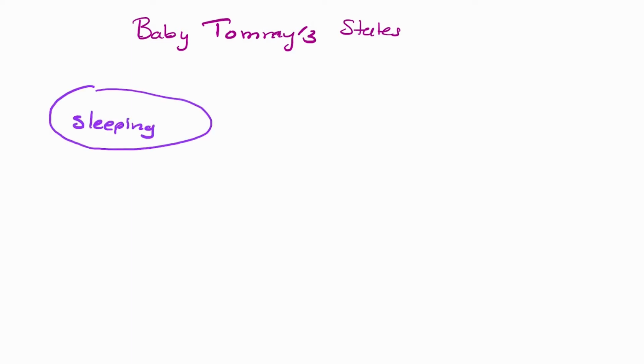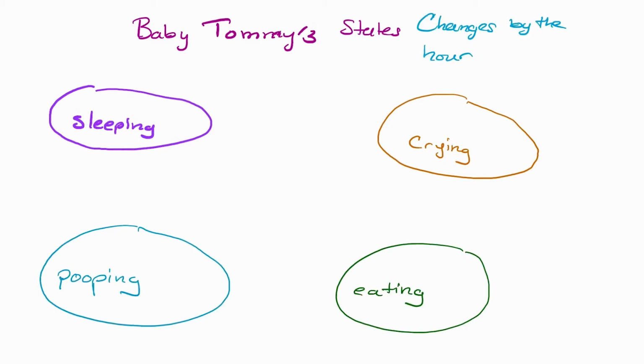So let's do that. According to Ari and Alana, baby Tommy's states are sleeping. So I'm going to make a little pod here for the state of sleeping. Whenever baby Tommy's in there, he's sleeping. Crying. And then they left out eating, but they talked about pooping. The important things to Ari and Alana are these sleeping, crying, and pooping. But let's put pooping and eating both there so that we don't miss the eating.